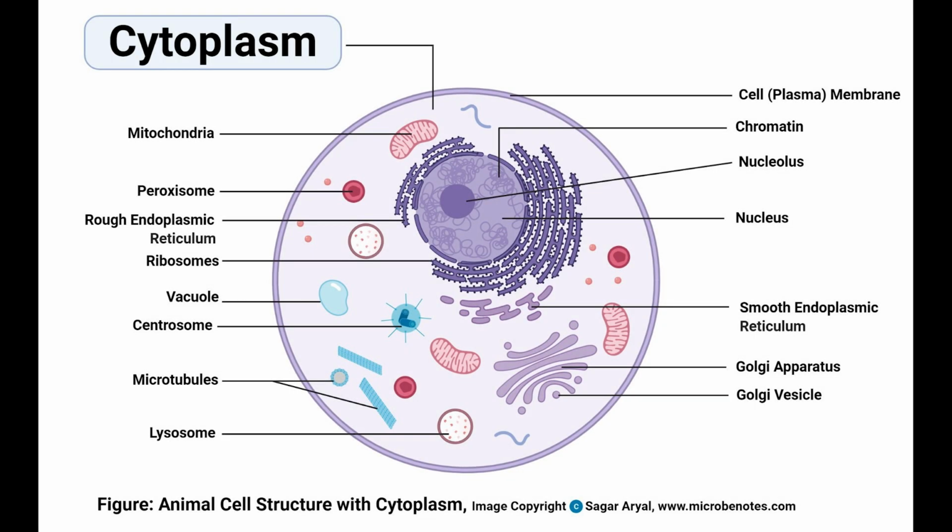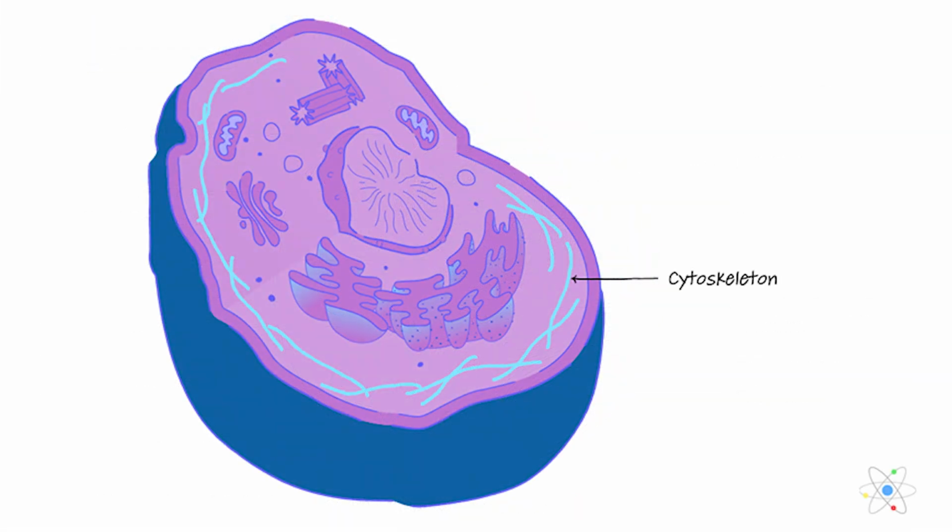Cytoplasm, a jelly-like semi-liquid fluid that fills the cell from inside. Contains all the organelles in addition to the cytoskeleton. Cytoskeleton, a group of microtubules that support the cell membrane from inside and prevent it from collapsing.